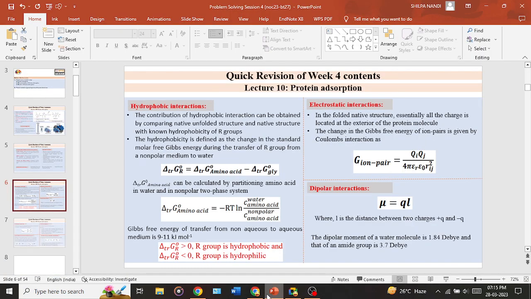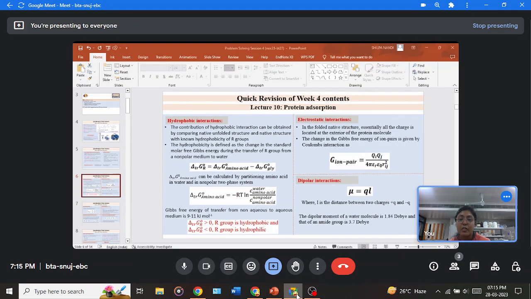Next in the lecture, we went through the hydrophobic interactions. So what are these hydrophobic interactions? These are basically defined as the change in the standard molar free Gibbs energy during the transfer of an R group from a non-polar medium to water.